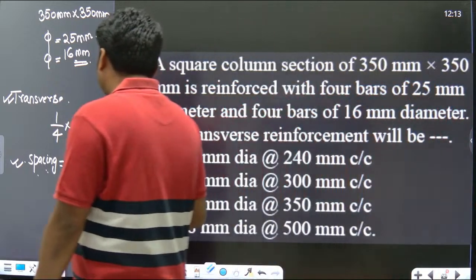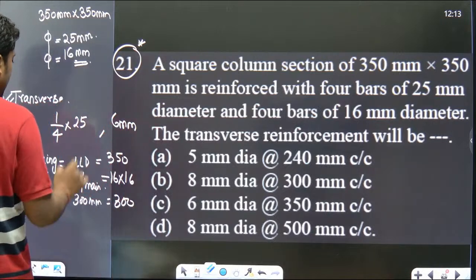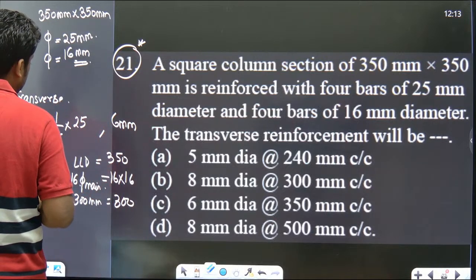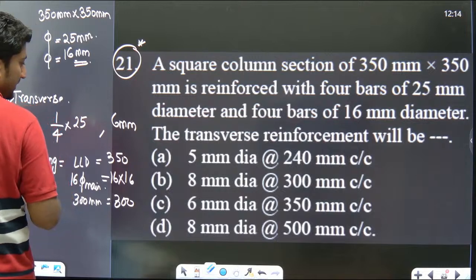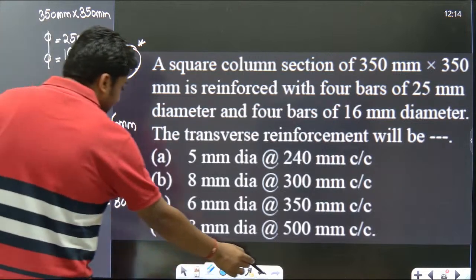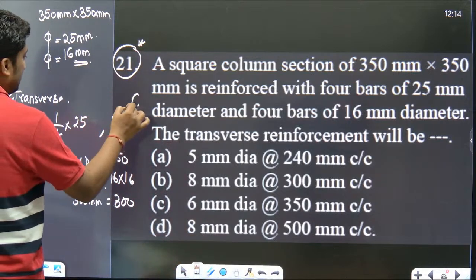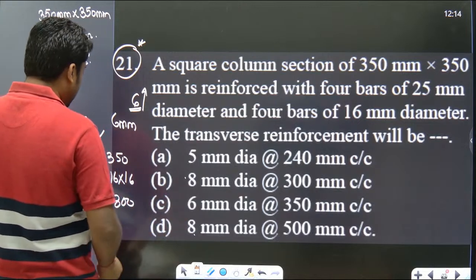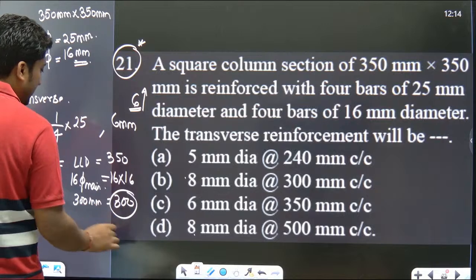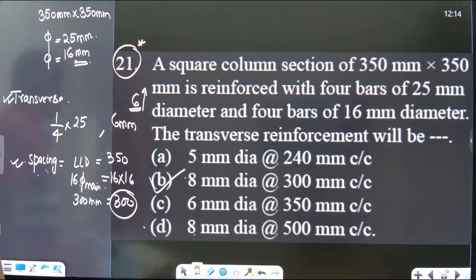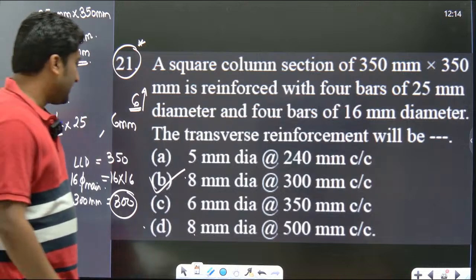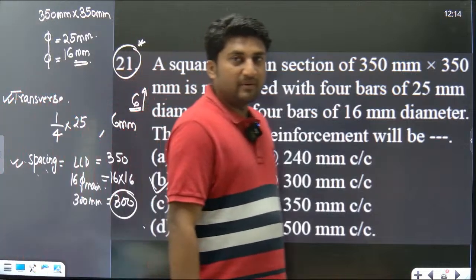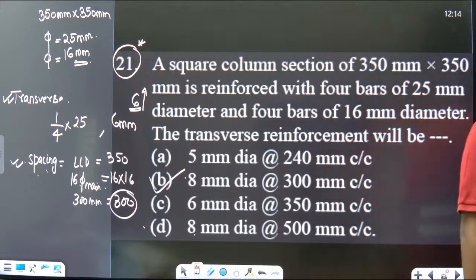Maximum of this bar. 25/4 is about 7, which is more than 6. So you select the option which is more than 6. Here the spacing will be the minimum of these values, so 300 mm is the correct answer. Option B is the correct answer: 8 mm and 300 mm. Clear everyone? So 300 mm and 8 mm is the correct answer.